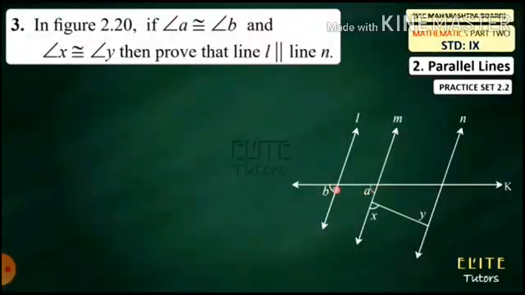Question number third. In figure 2.20, two angles are given as congruent, A and B. We can prove line L is parallel to line N. Line L is parallel to line M, and line N is parallel to line M. So students, angle X is congruent to angle Y. So we can write the solution.